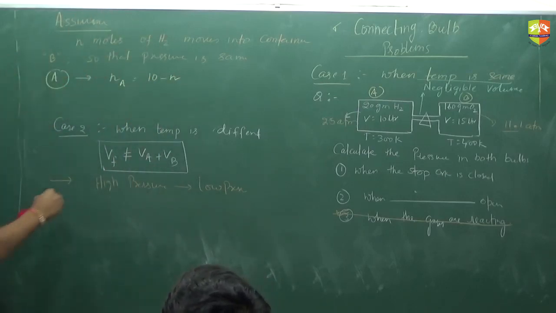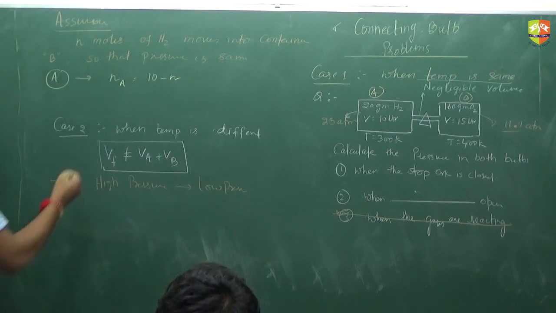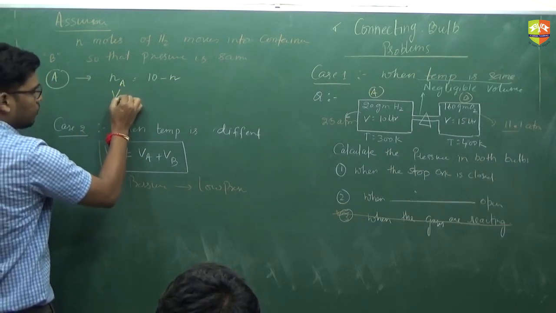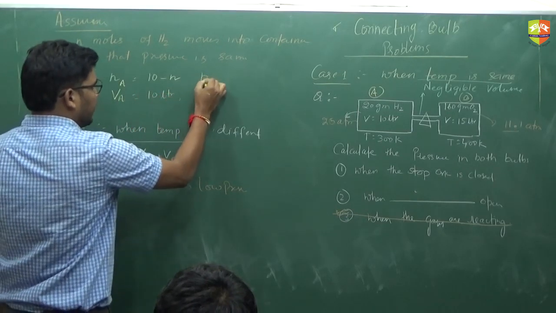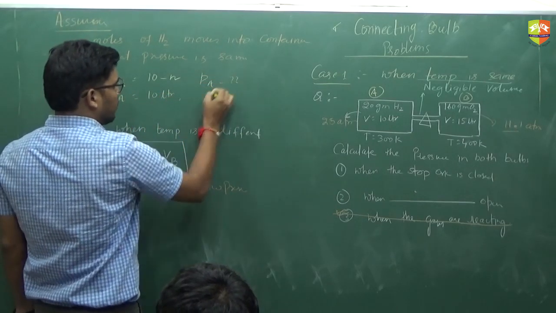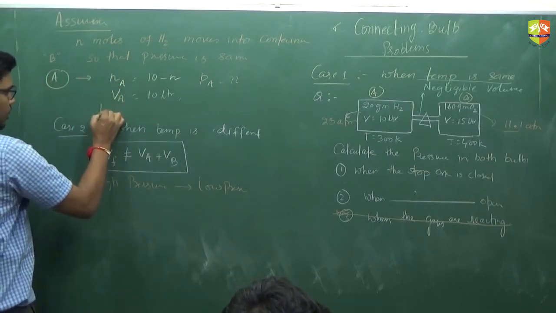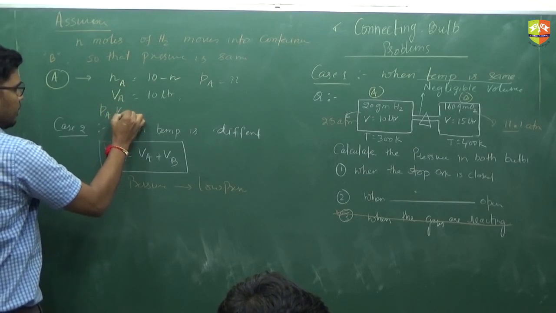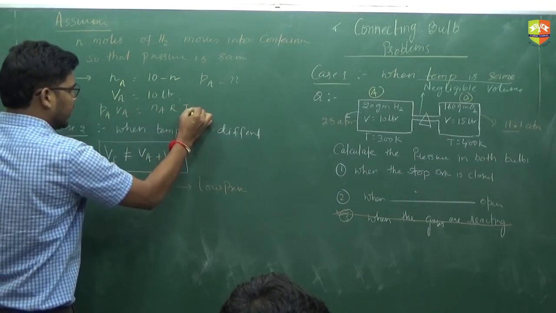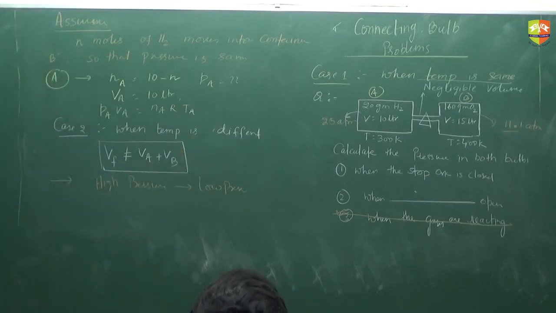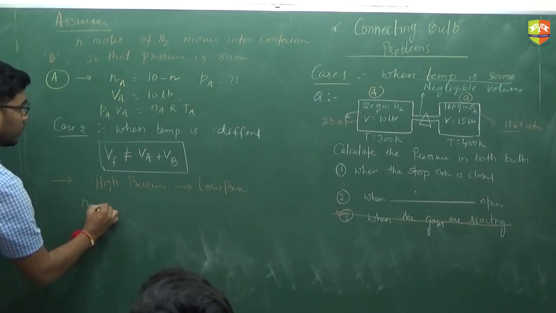And the volume is 10 liter. PA we need to find out. So when you apply the equation here, PA VA is equal to nA R TA. Similarly, in the bulk B, what is the number of moles?